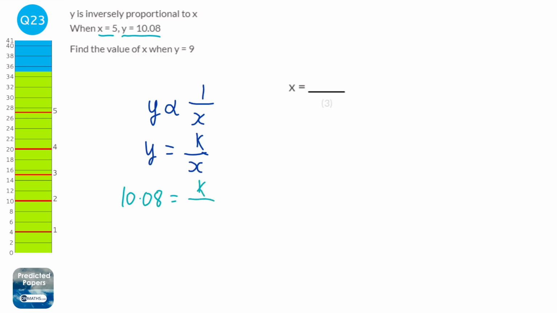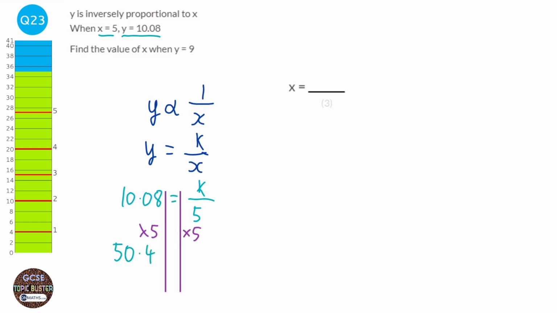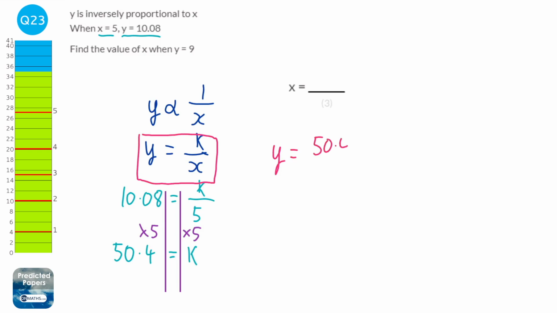So it'll be k over 5. And we're going to be solving this. Let's get my lines in. And to solve it, I just times by the bottom of the fraction. So times both sides by 5. And we're going to end up with 50.4 is equal to k. So k is 50.4. I'm going to rewrite this equation here, but we know what k is. It's 50.4.